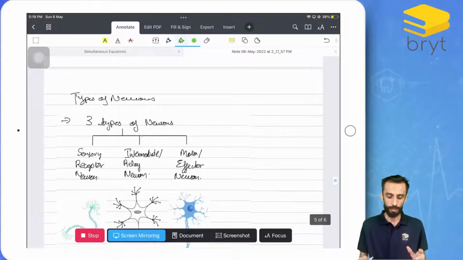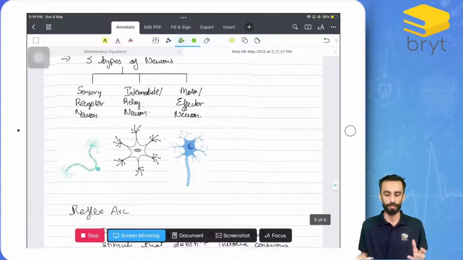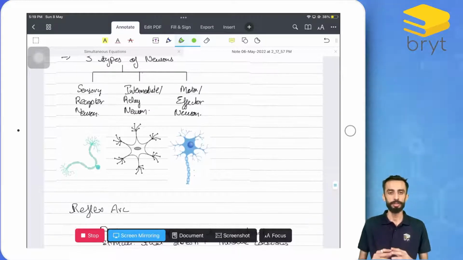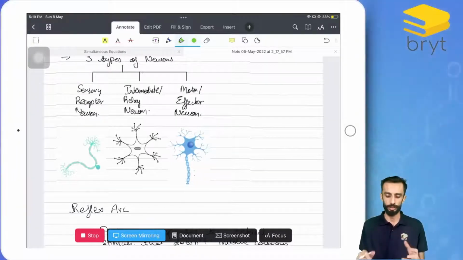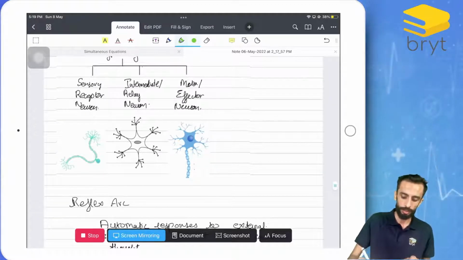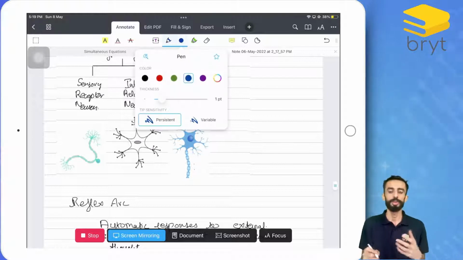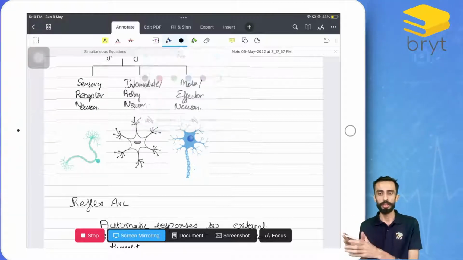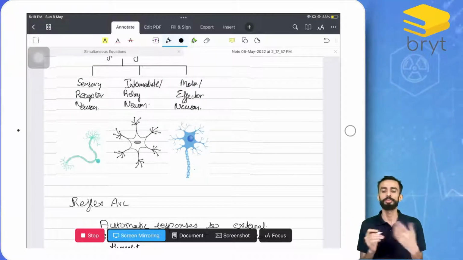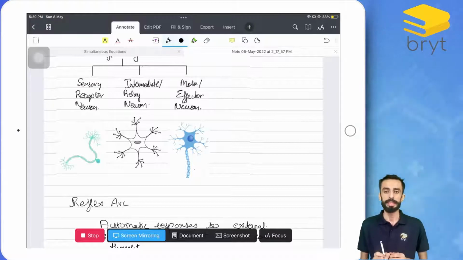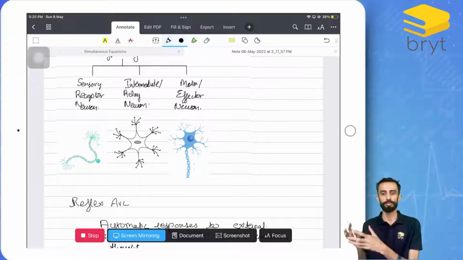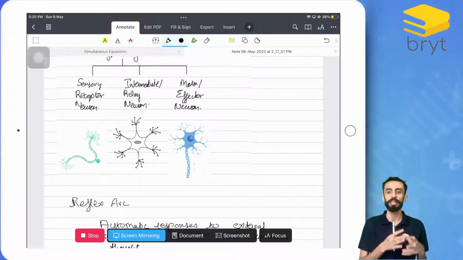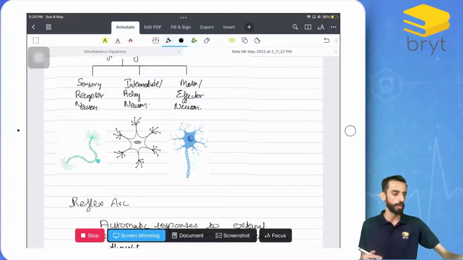There are basically three types of neurons. You have your sensory receptor neurons, your intermediate relay neurons, and your motor or effector neurons. Sensory neurons have a very basic function. They are responsible for bringing responses from your environmental stimuli, or from your stimulus receptors, to your brain or spinal cord. Secondly is your motor neurons, which send the message from your brain or spinal cord to the effector muscles that need to bring about the appropriate response.